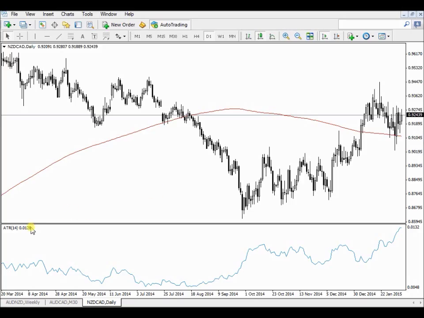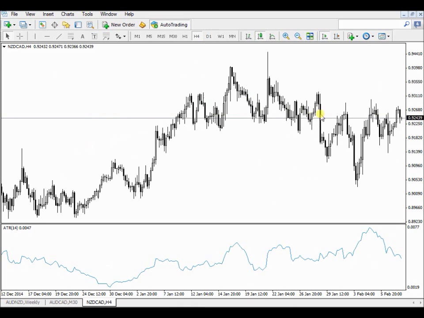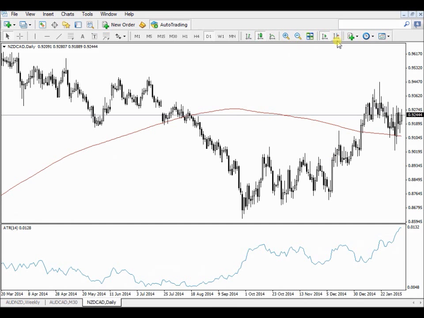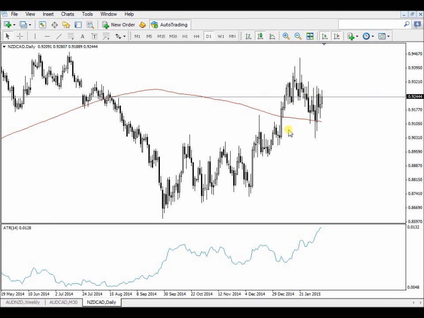128. You times that by 2, you get 256. Take your average true range times by 2, and you will know how far from the market you must put your stops. That means if you're trading on the daily, this is for longer term traders, and they are selling this market, they're going to put their stops 256 pips above that high, or above the market price. And if they are buying in this market, they're going to put their stops 256 pips below the market price. That is the average true range.